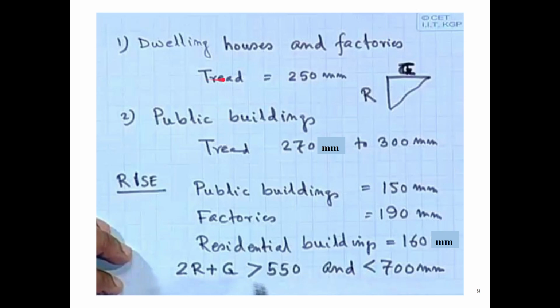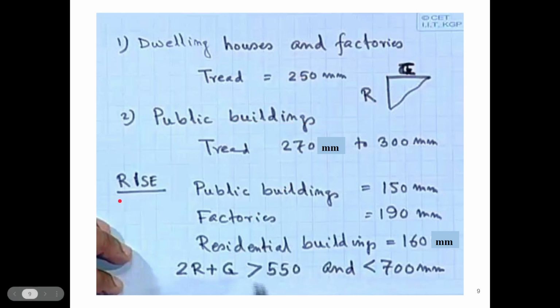For houses and factories, the tread is kept as 250 millimeter. The ideal length of the tread should be 250 millimeter, that is the horizontal distance. In the case of public buildings, it can be increased from 270 to 300 millimeter. So it should be 25 centimeter in case of houses and factories, and 27 to 30 centimeter in case of public buildings. That is the tread or the horizontal distance.